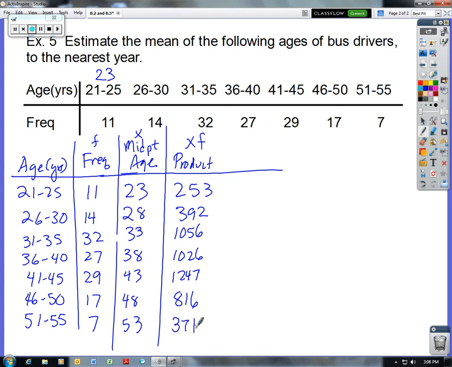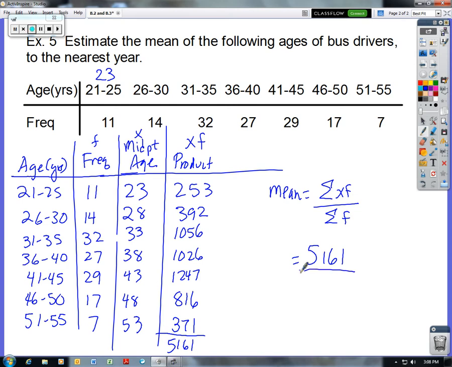And we're finding the mean, so it's the same formula that we used last time. It's going to be the sum of the products divided by the sum of the frequencies. So that means we need to add all these up. And again, to save time, I've done that ahead of time. It's 5161. And then, so that's going to be up here.